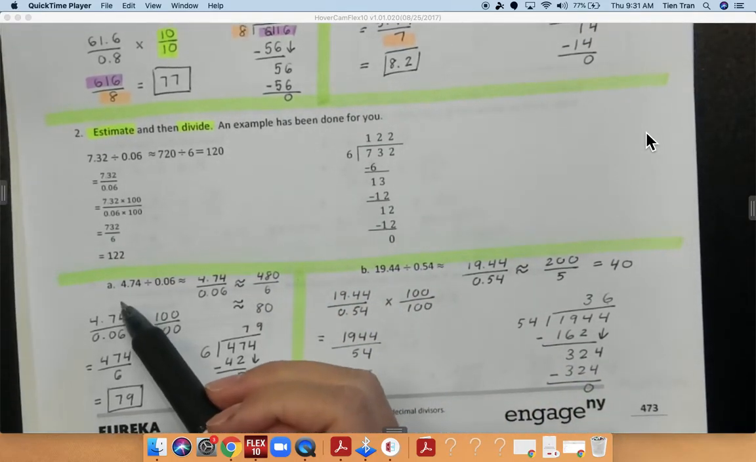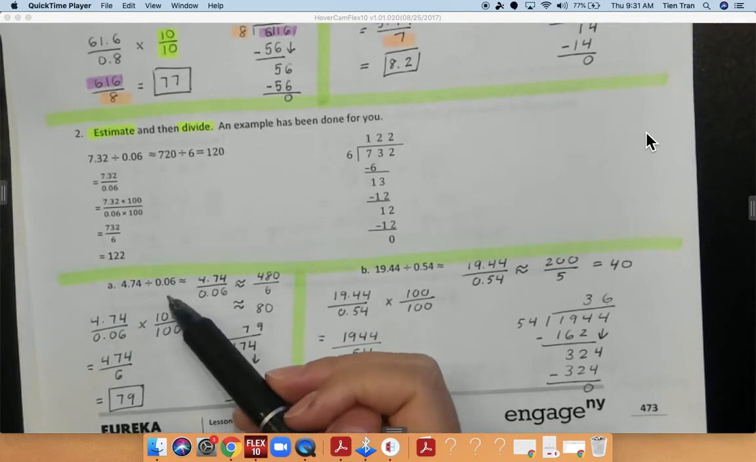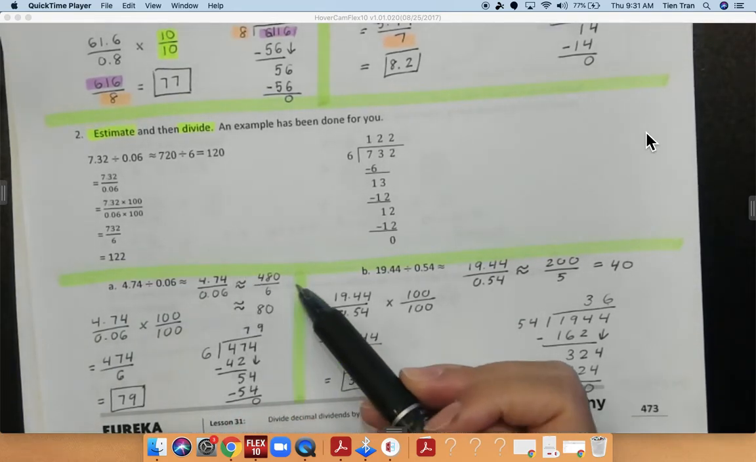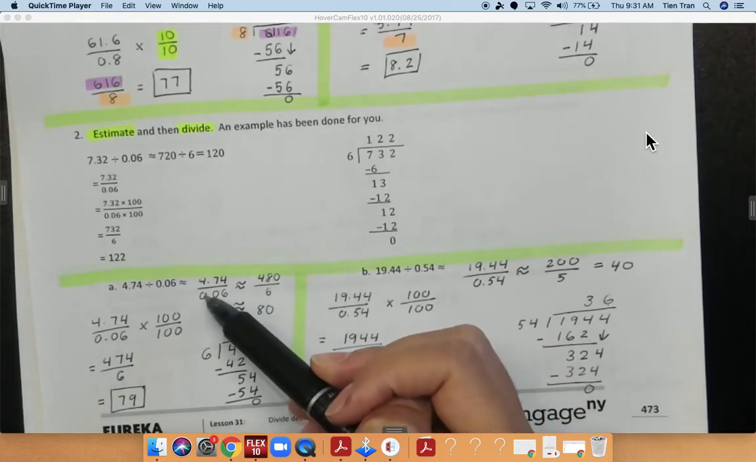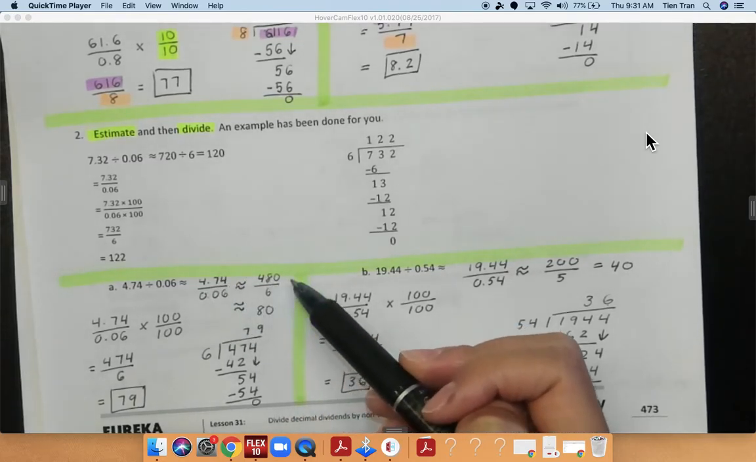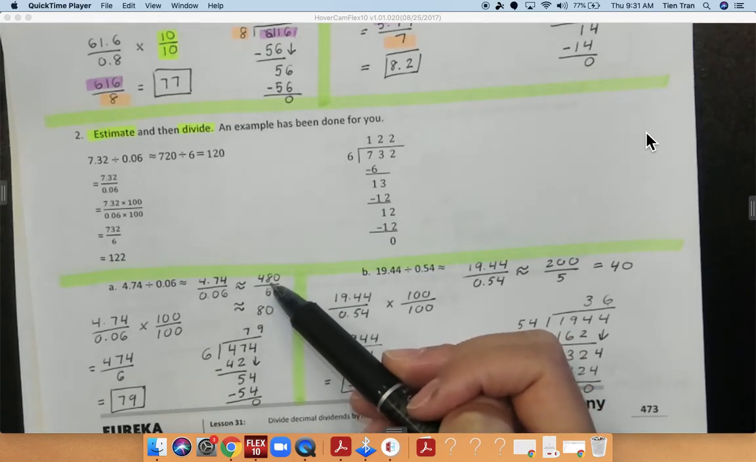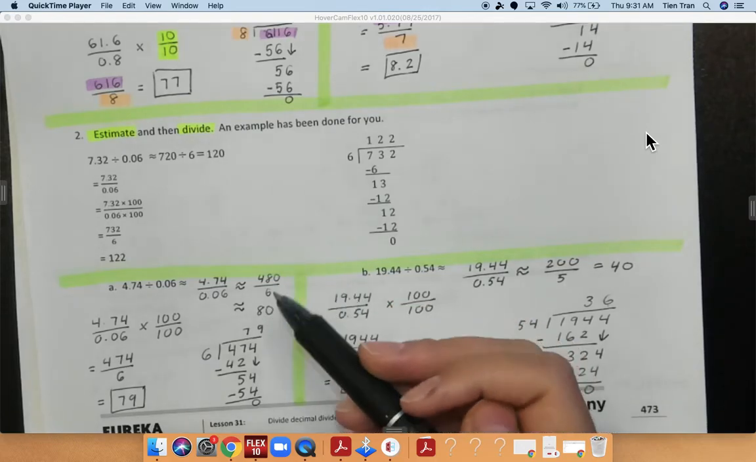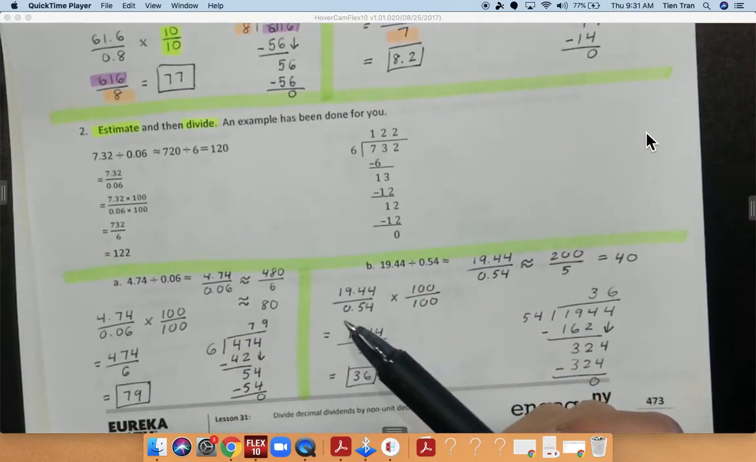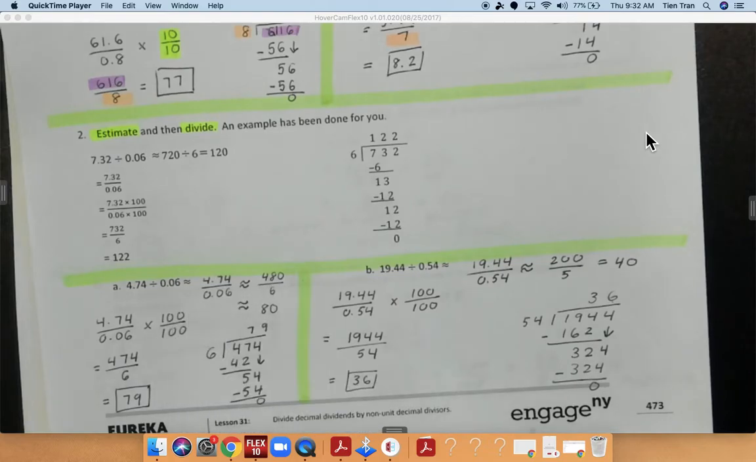So we have 4 and 74 hundredths divided by 6 hundredths. And when you get that, you get 480 divided by 6, because 474 is close to 480, and 6 is a factor of 48. So 48 divided by 6 is equal to 8. Bring down your 0, you get an estimation around 80. So now we're going to multiply and see if that's correct.